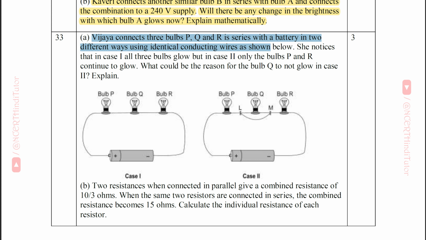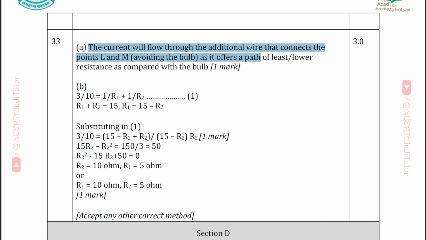identical conducting wires as shown below. She notices that in case 1 all 3 bulbs glow, but in case 2 only the bulbs P and R continue to glow. What could be the reason for the bulb Q to not glow in case 2? Explain. Answer. The current will flow through the additional wire that connects the points L and M, avoiding the bulb, as it offers a path of least resistance as compared with the bulb.